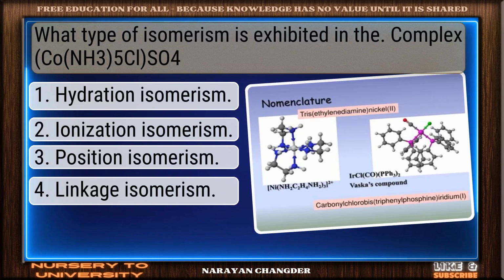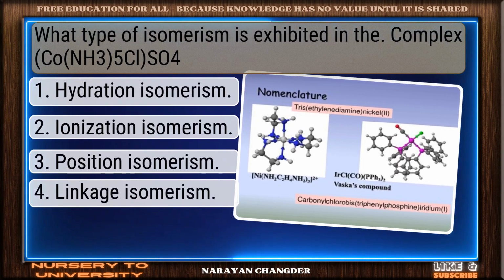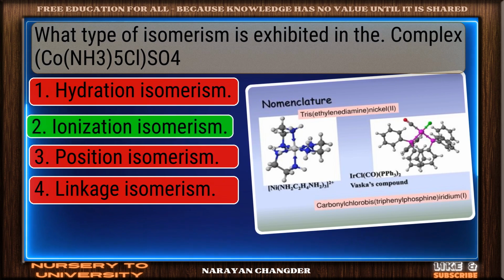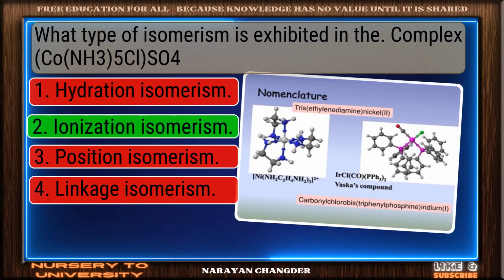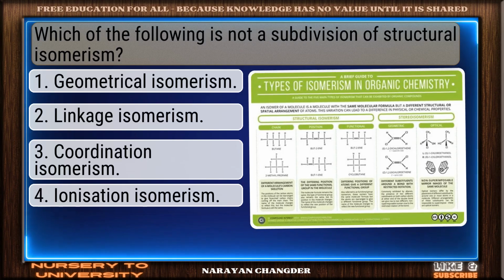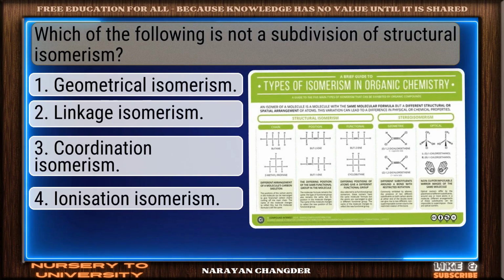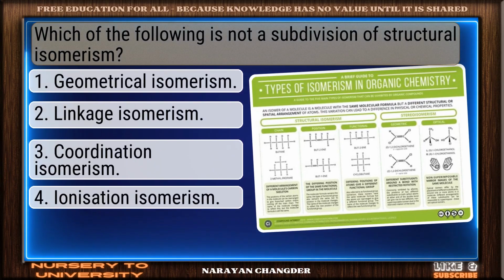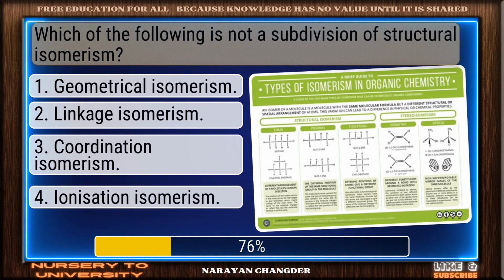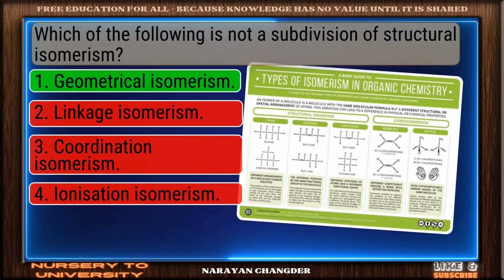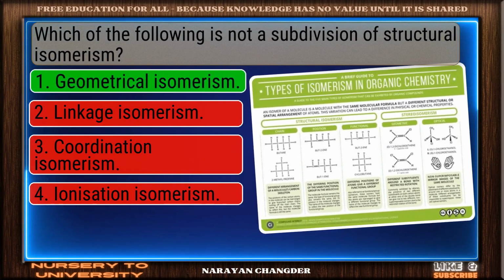What type of isomerism is exhibited in the complex? Nice selection. Ionization isomerism is the correct and valid answer. Which of the following is not a subdivision of structural isomerism? Excellent choice. Geometrical isomerism is the right answer.